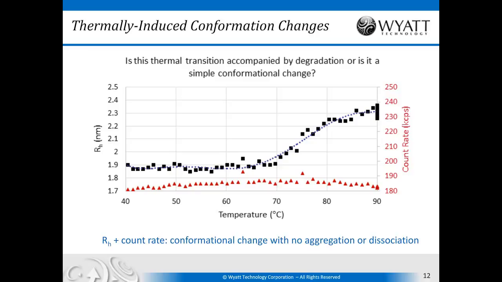Now, if you remember the formula for static light scattering, it's proportional to molecular weight times concentration. And since we're not changing the concentration, if the intensity does not change, that means that the molecular weight is not changing, and therefore there is no degradation of the sample, simply a conformational change. In other cases, you'll see that the count rate increases, and that indicates that there is aggregation, or it decreases, and that would indicate either dissociation or precipitation of the sample.